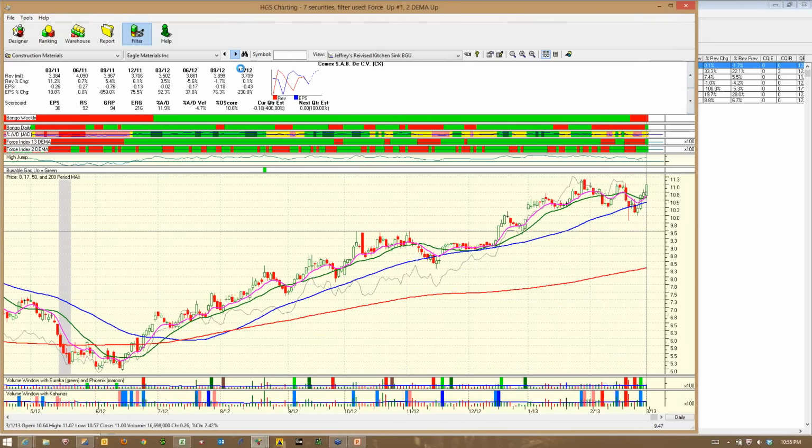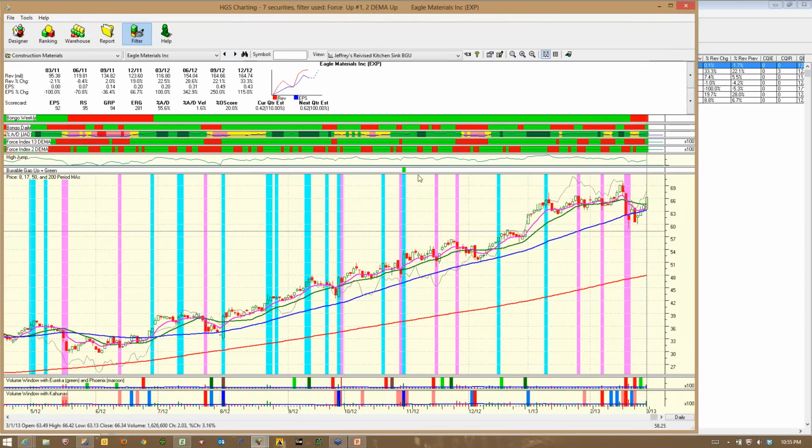One that I talked about last week, which had a nice rebound, was EXP. Liked it because it pulled back to the 50. Had a horrible Monday, but moved back up Tuesday, Wednesday, Thursday, and Friday. Got above its 17-day.